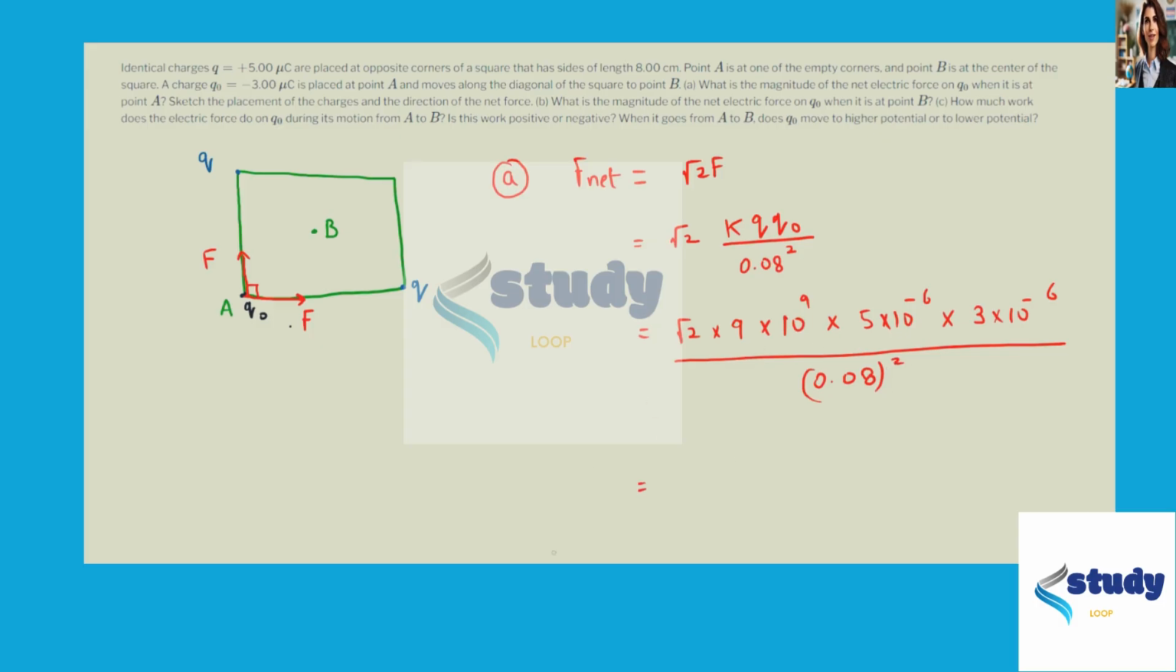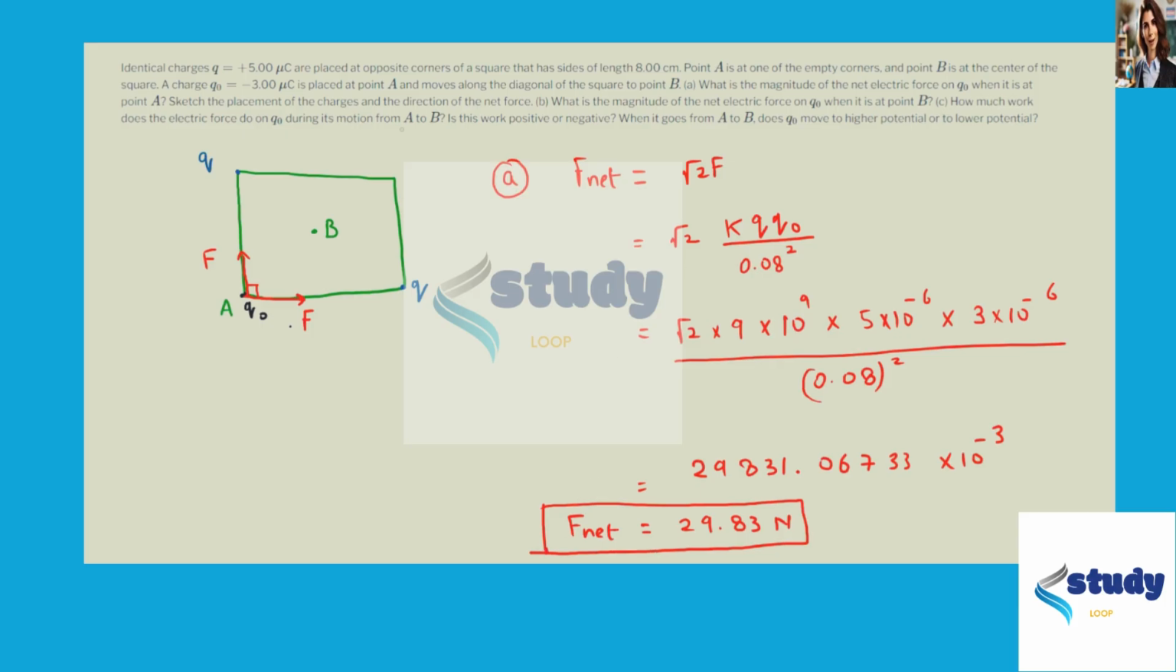Let me grab my calculator and do this calculation. That's going to be equal to 9 root 2 times 5 times 3, divided by 0.08 square. So that's coming as 29831.06733 times 10 raised to minus 3 over 123. So this is going to be equal to 29.83 newtons. This is the net value of the force which acts on Q naught at point A.